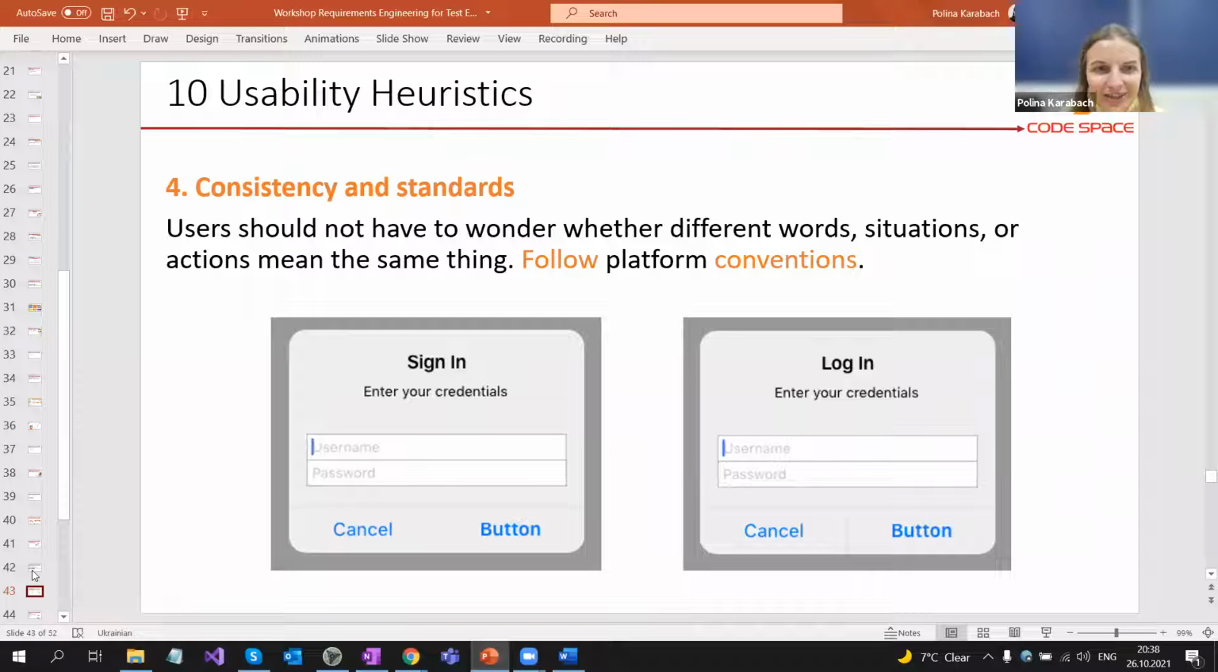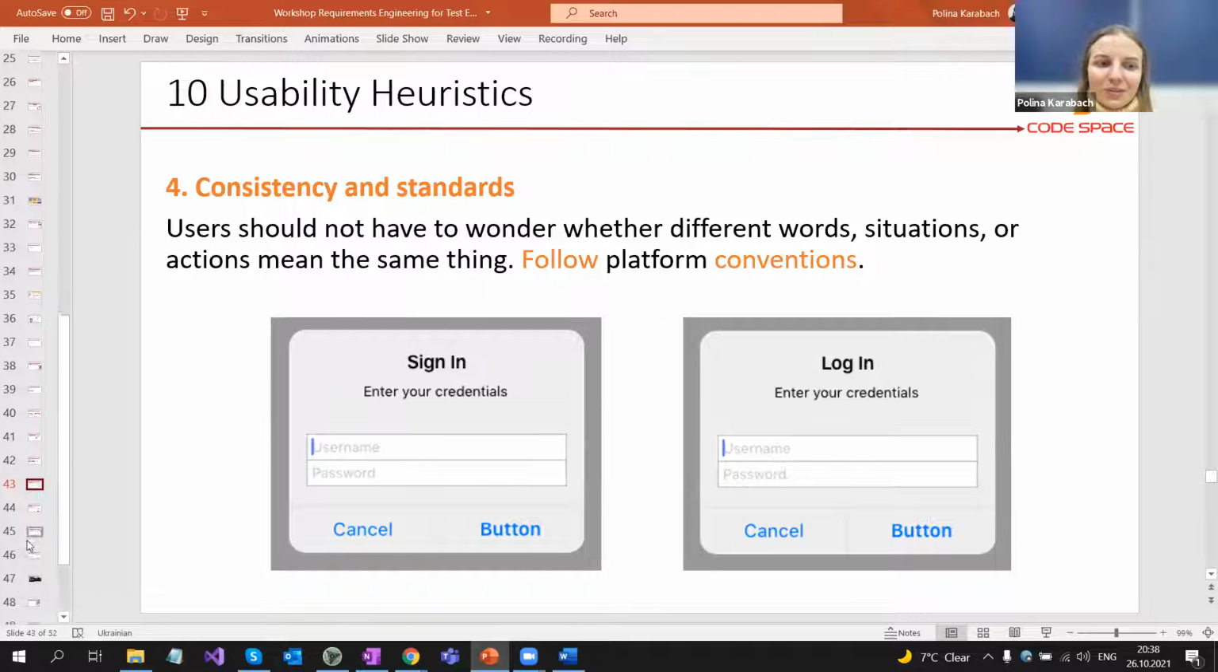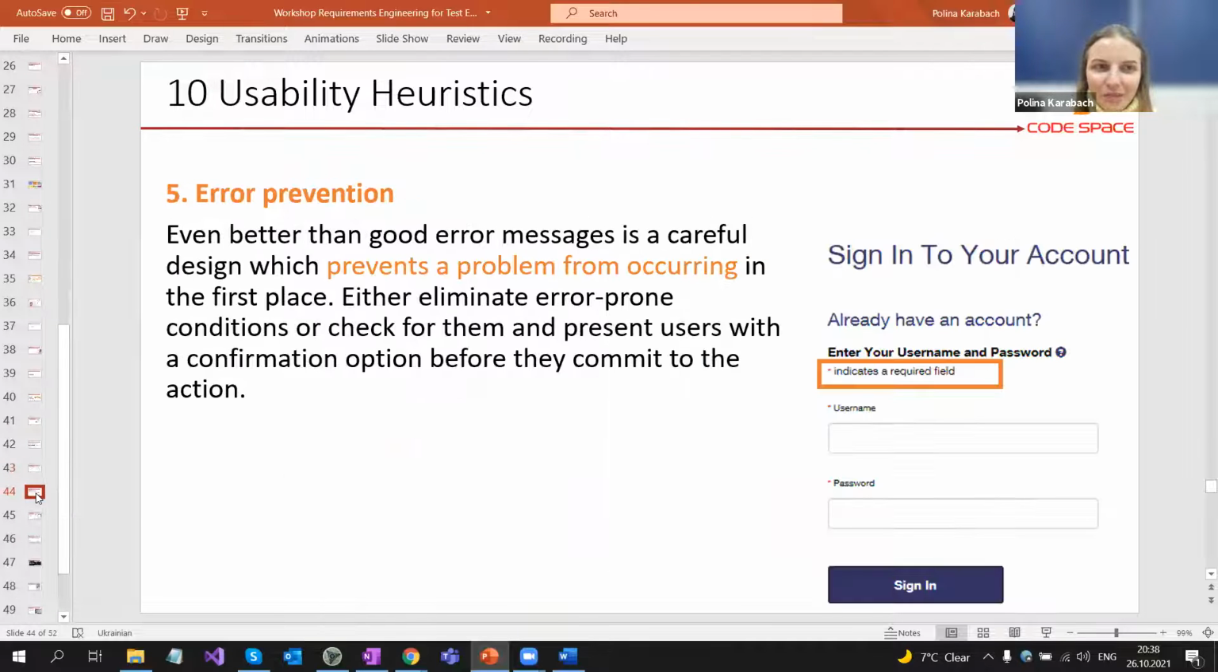Consistency and standards. Users shouldn't have to wonder what a formulation means and why it is different between two different places of the workflow. For instance, sign in and log in cause some thoughts. Is it the same thing, or how does it differ? So consistency within your system is really the key.